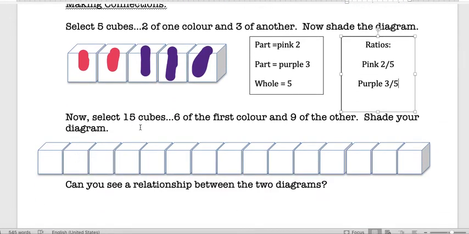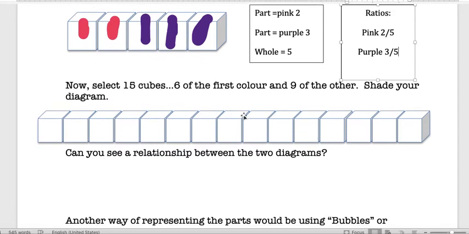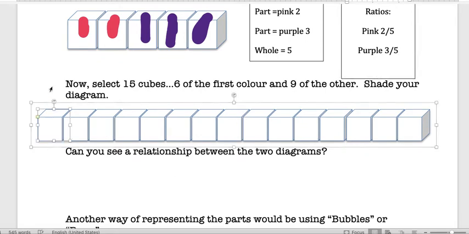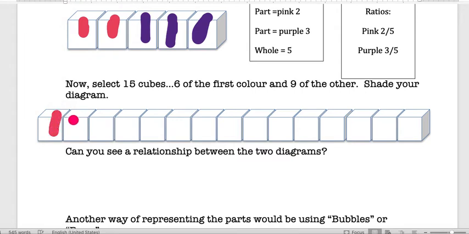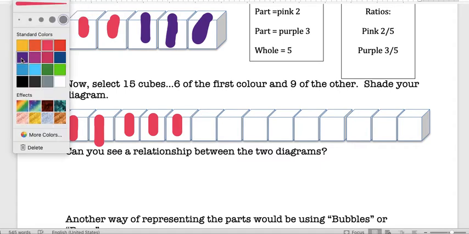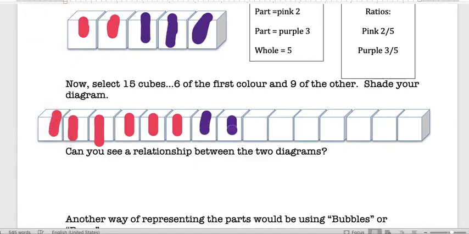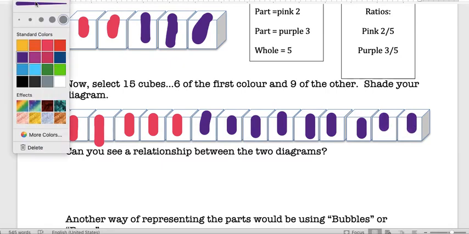So it says now select 15 cubes. 6 are the first color and 9 are the second color. So again, if we start to shade, this works better if we were in class doing it for real. So 1, 2, 3, 4, 5, 6 pink, and then I've got 9 purple, 1, 2, 3, 4, 5, 6, 7, 8, 9. 15 cubes altogether.